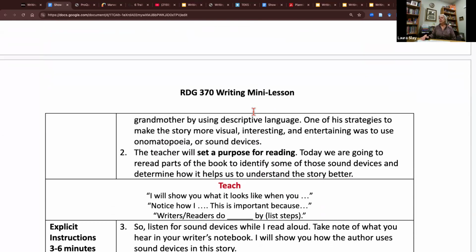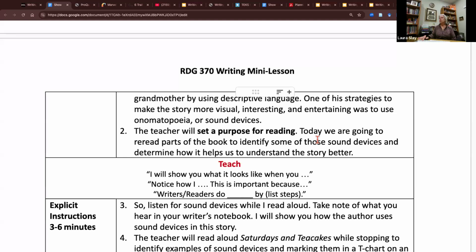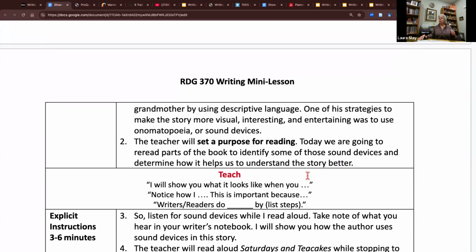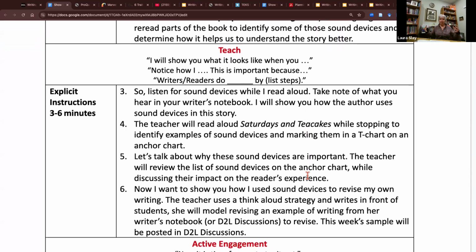So first you hook them by telling them that, then you set a purpose. So now you're going to move on to telling students what they're going to do today. Today, we are going to reread parts of the book to identify those sound devices and to determine how they help us to understand the story better. So your lesson plan is narrative style. You are writing it out like you would be actually delivering it. This is a very gigantic rehearsal, but I need you to think it through to this level and depth.